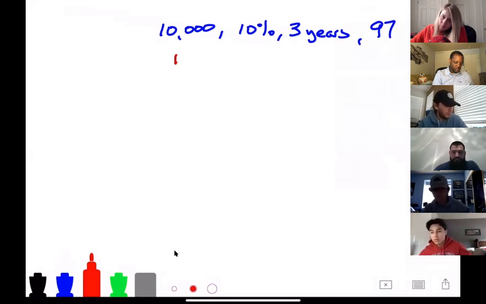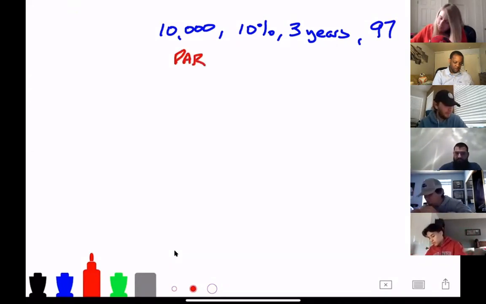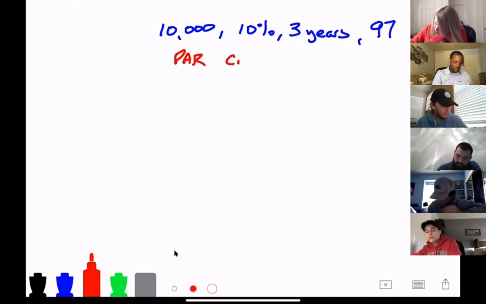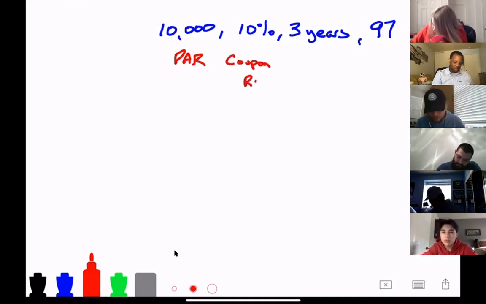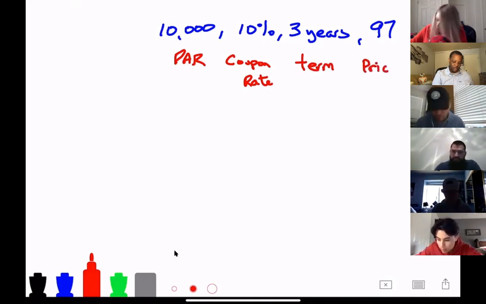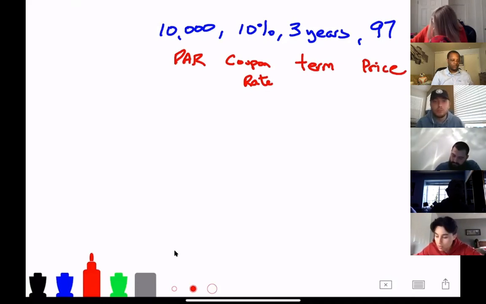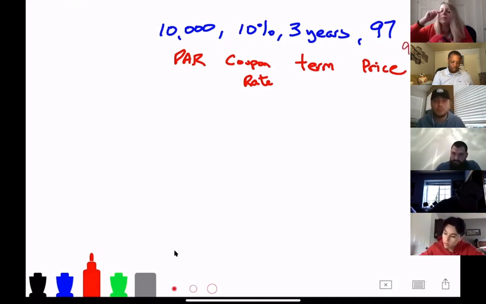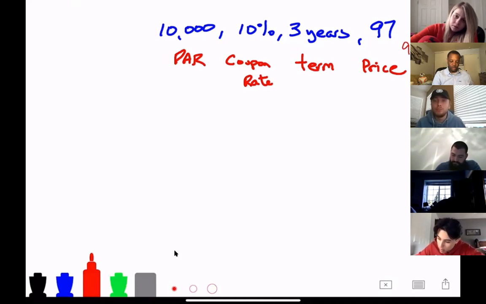So we know this is the par value, 10,000, and then this is the coupon rate, or the interest rate, an annual interest rate. This is the term. This 97 represents the price. And forgive us for wanting to be fancy, okay? But when you see 97, this means 97% of par. So in other words, you're buying this investment for 97% of its value.